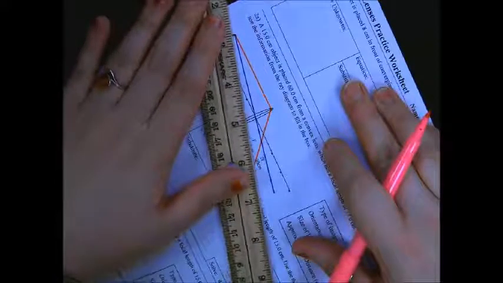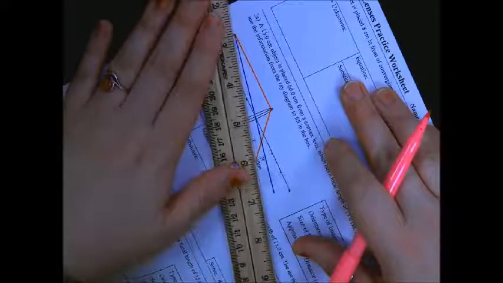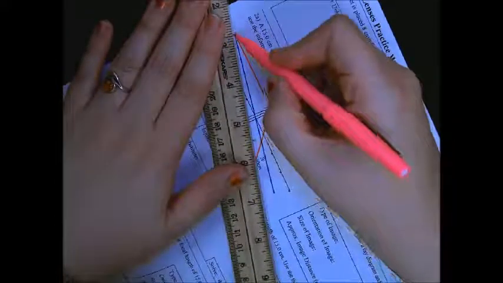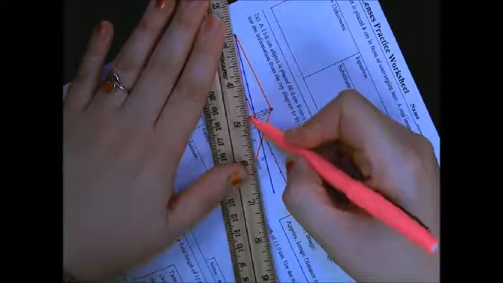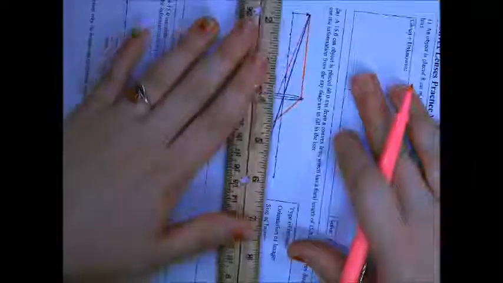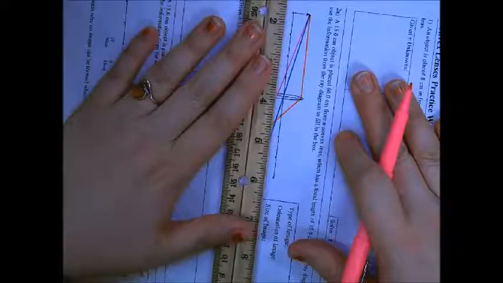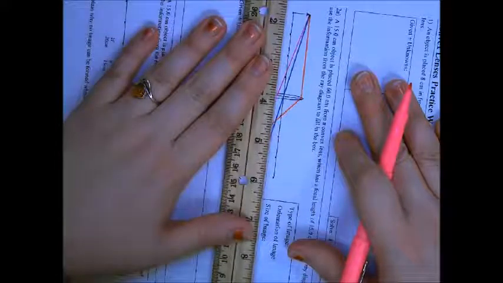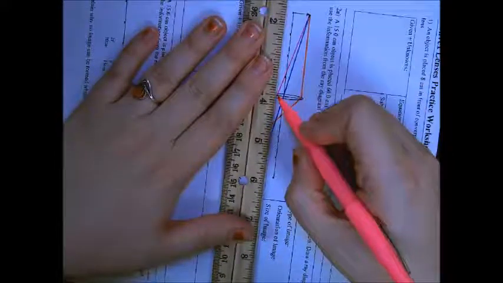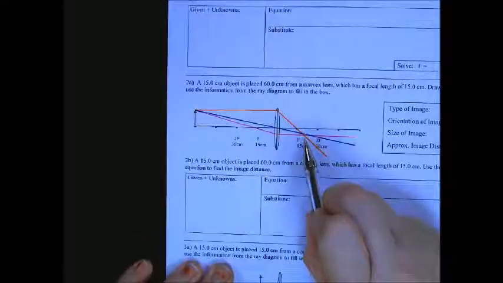We're going to draw a third ray from the top of the lens through the focal point on the same side as the object. We'll draw that to the lens line, and then we'll draw it parallel to the optical axis. And the three lines should intersect. We technically only need two of them, but the third one is good to check ourselves with.